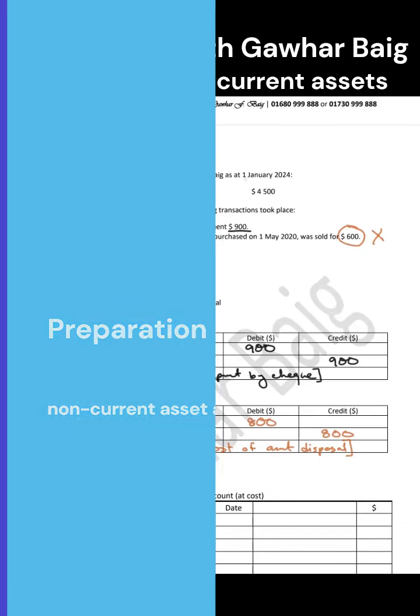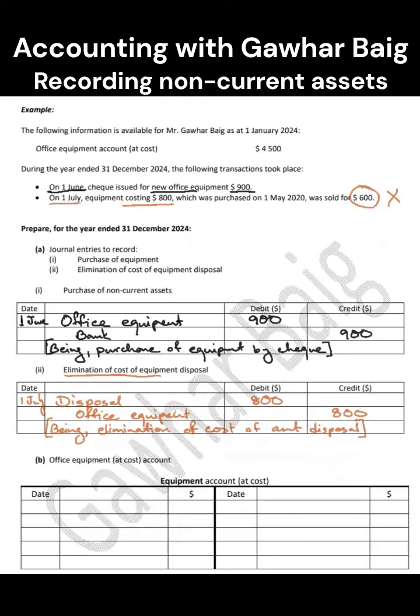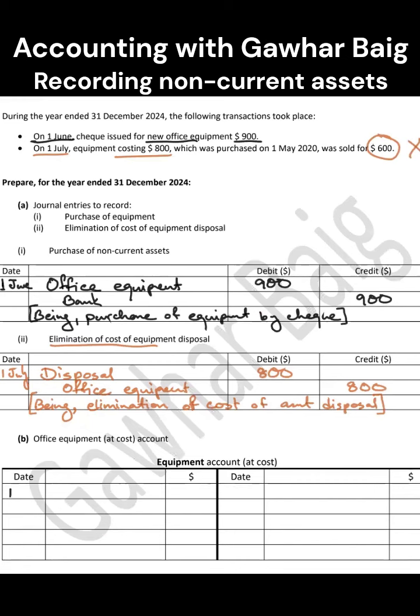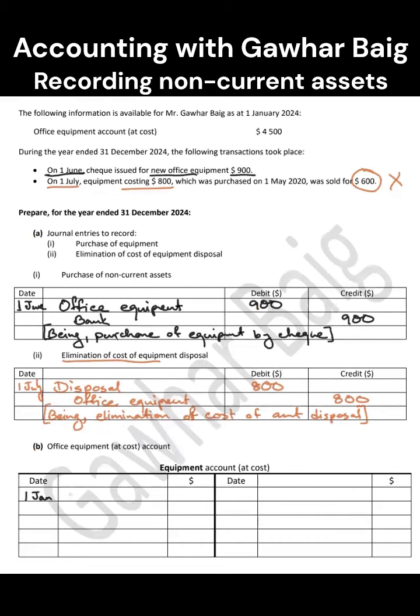So let's go to the preparation of equipment account. First of all, we have to notice or check for any opening balance of an equipment. So we have it here on 1st Jan 2024. We have an opening balance. So we'll have to write that. 1st Jan, balance BD 4500.